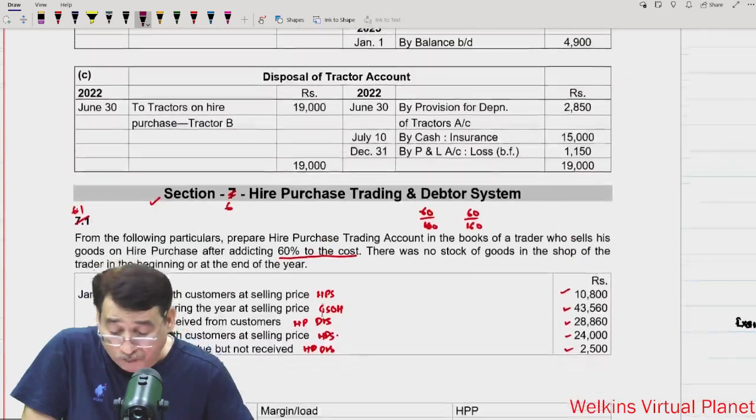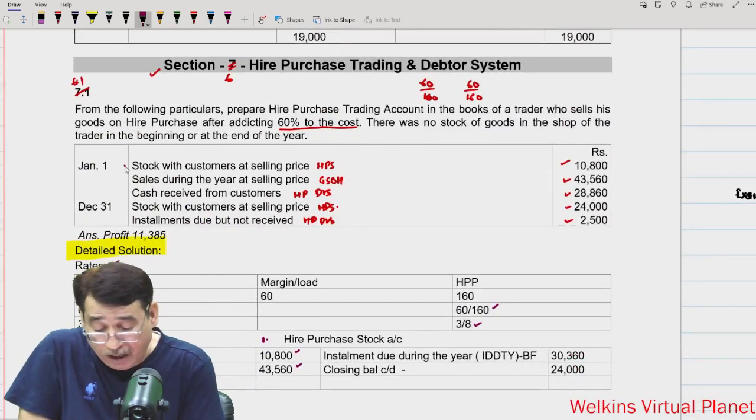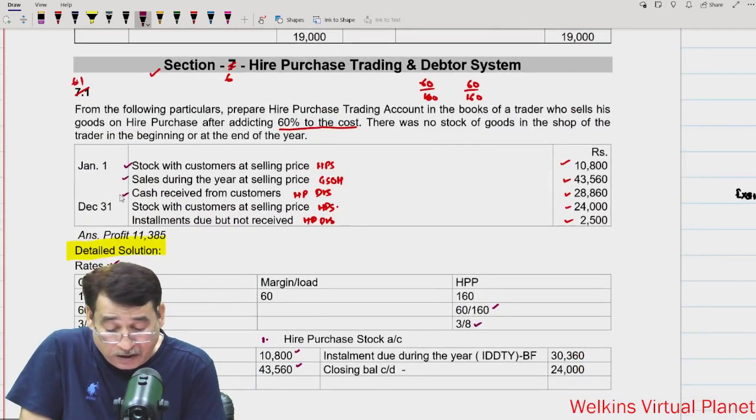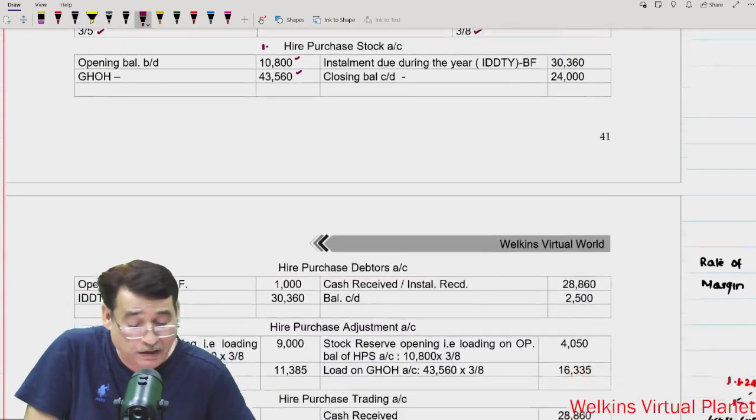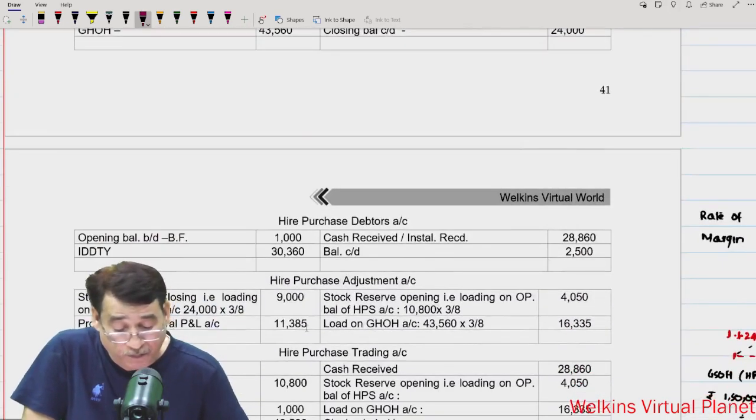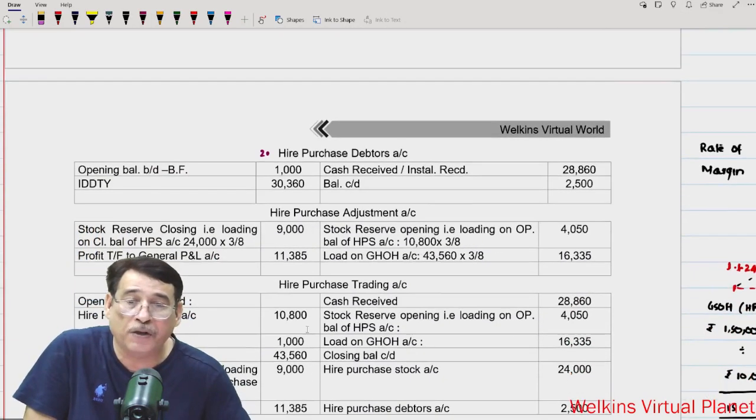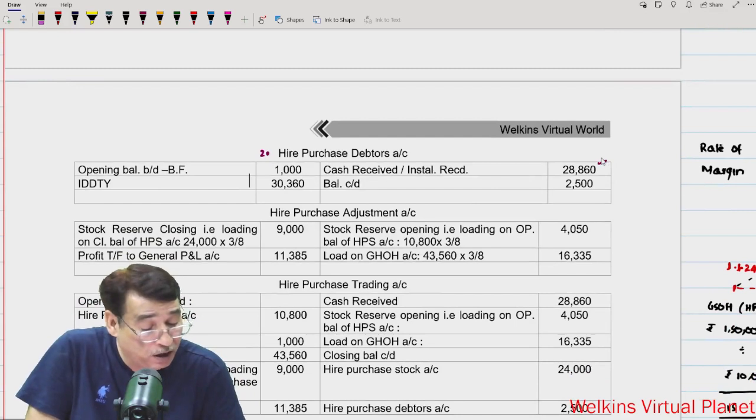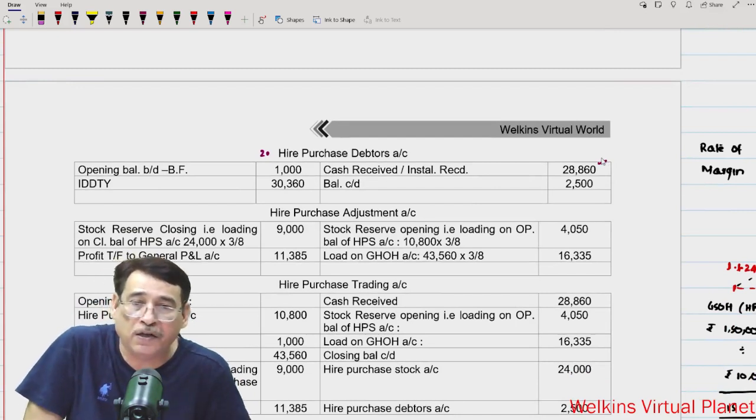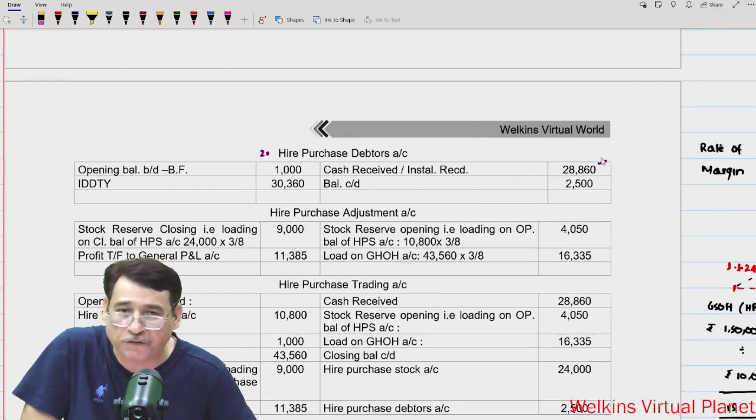That is why the stock in godown account information is not given. We have done this one. Now the next item is cash receipt from customer. Obviously, we are going to write it in the hire purchase debtors account. In the hire purchase debtors account, I am going to write 28,860. This much cash we have received in the current year.